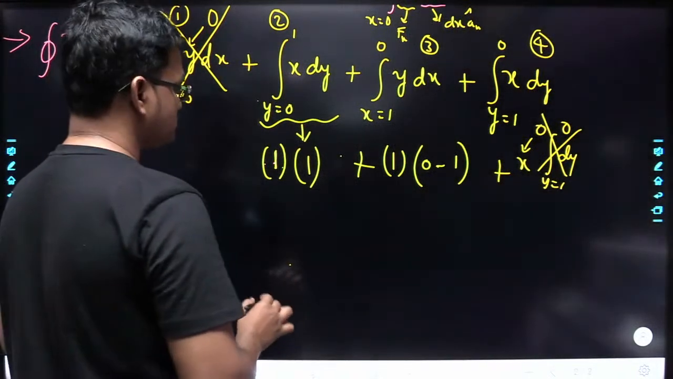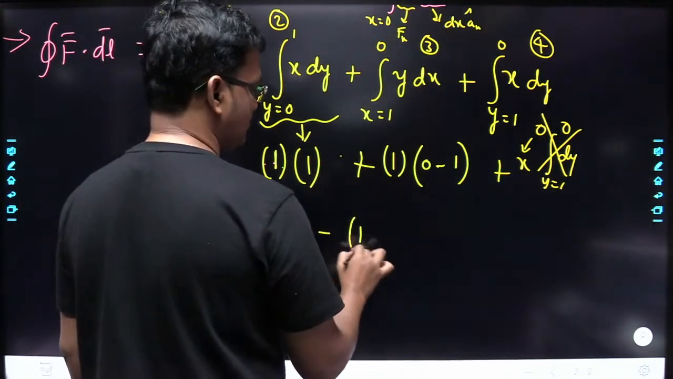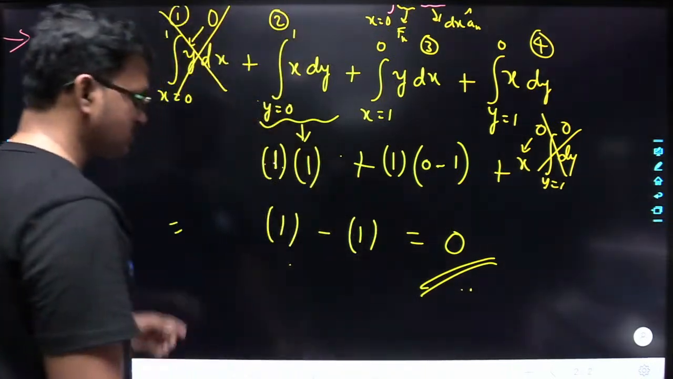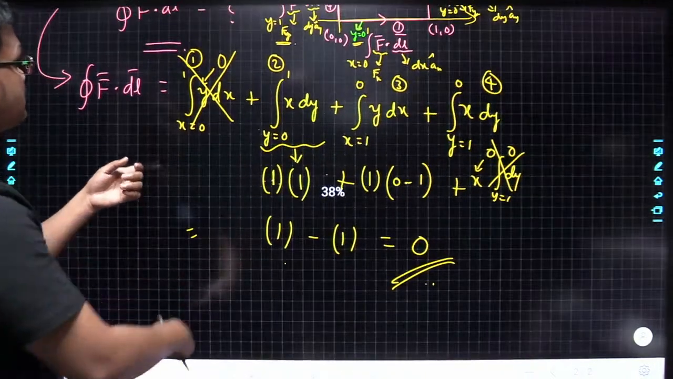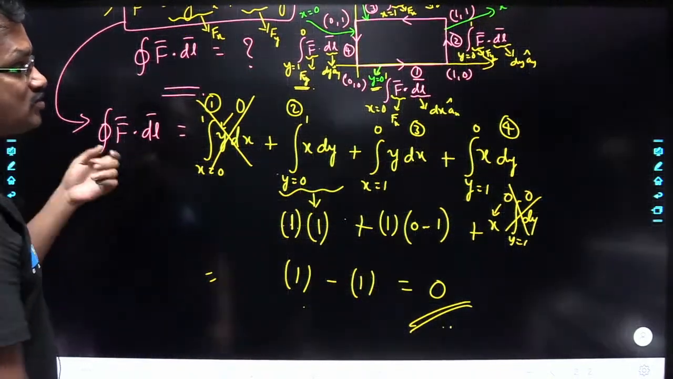So for this one also, you are getting what? Here you are getting 1 and here you are getting minus 1. So you are getting what? You are getting 0 here. So for this problem also, you are getting the circulation of the vector field around the closed loop equal to 0.